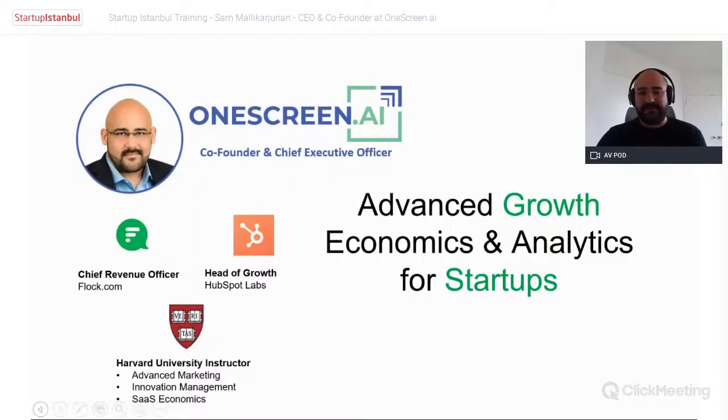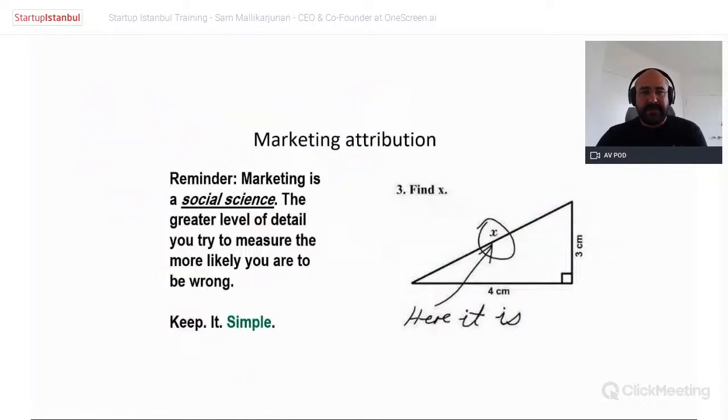Analytics for startups. So the first thing I want to start is a caveat. Marketing is a subset of business, is a subset of economics, which is a social science. It's not a hard science, right? You're not going to be able to, every time I drop a pen on the ground, 100 times out of 100, it's going to hit the ground.